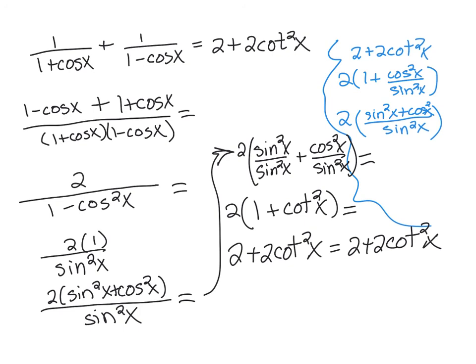I would have had to replace the bottom with 1 minus cosine squared, and then I would have had to do something called partial fraction decomposition, which you guys haven't learned yet. So working with this side was the only option with the tools that you guys have.